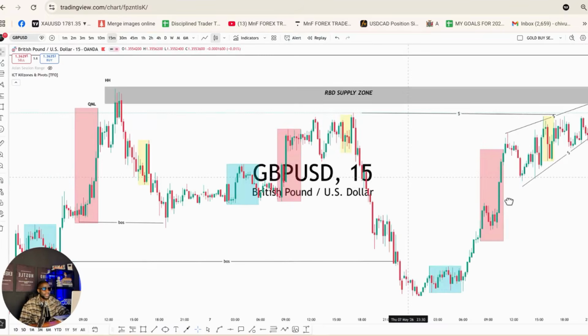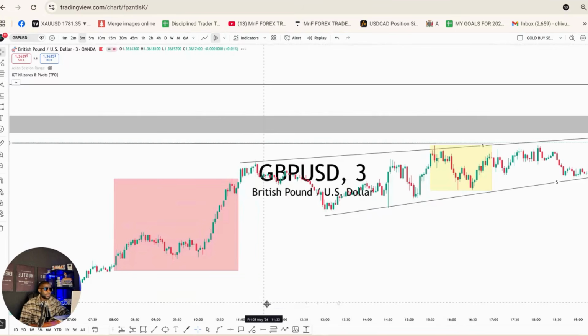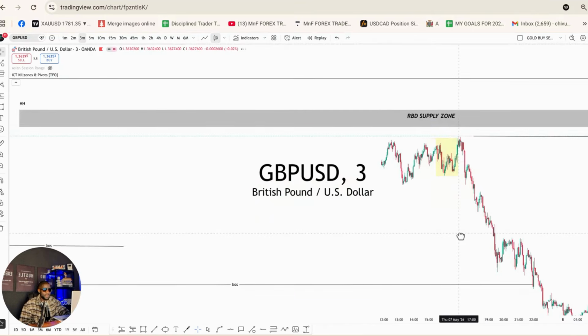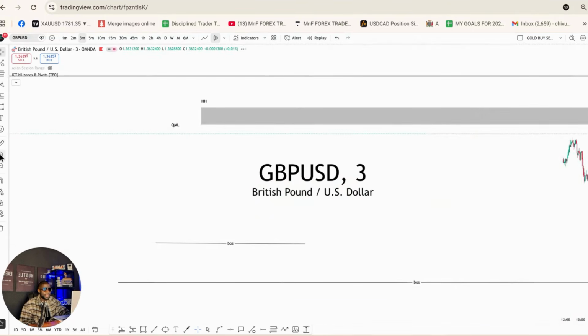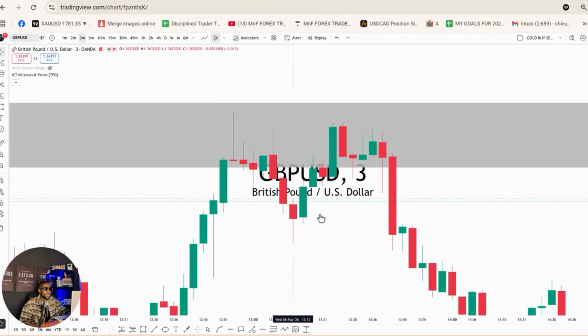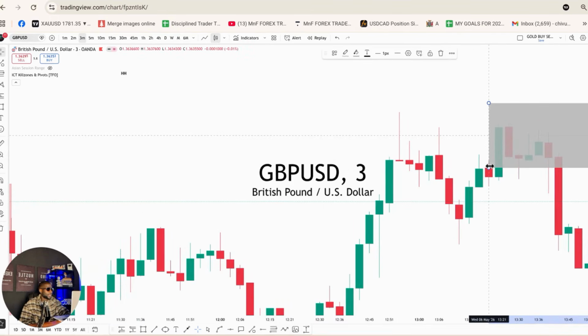Now we go to the lower time frame, trying to refine that order block right there. Let's go to the 3-minute time frame right now. We're on the 3-minute time frame. Let's see what's happening there. We zoom in on that particular candle right there so that we can understand what is happening. You can see that we can get the high and the low of that particular candle right here.